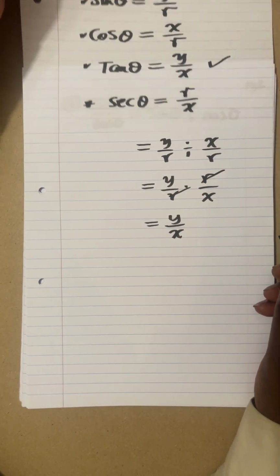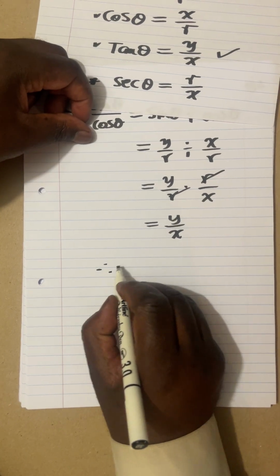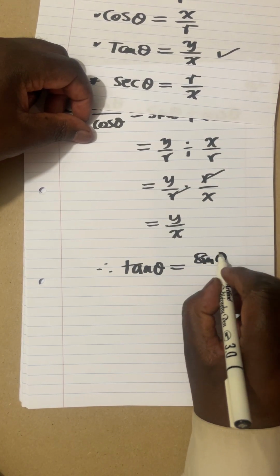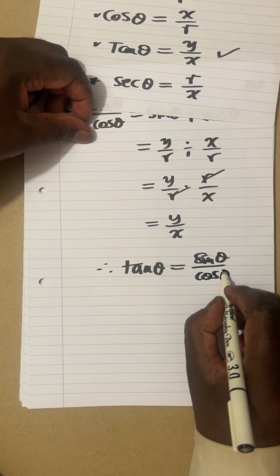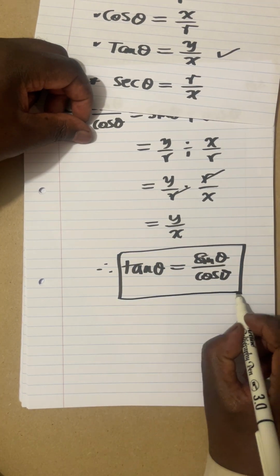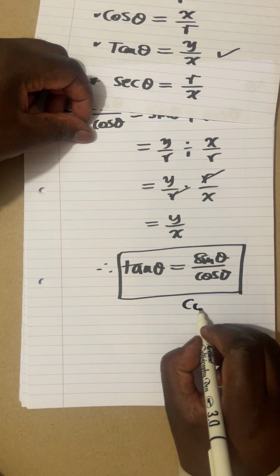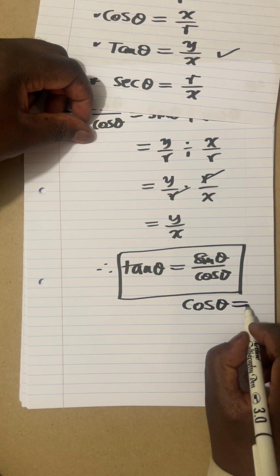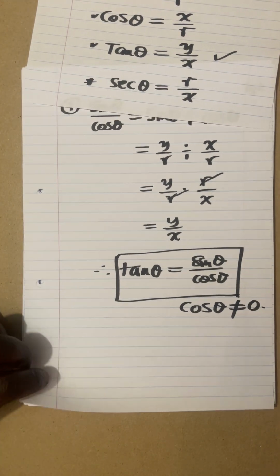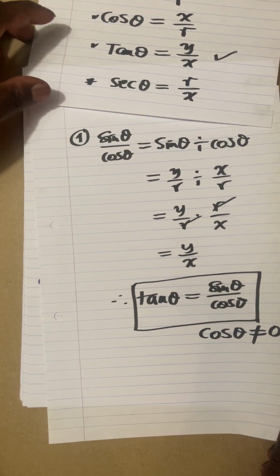So we have now established that tangent theta is actually sine theta over cos theta. This is critical because you will see later, we'll come back to this. Now, the assumption here is that cosine of theta is not equal to 0, because you're not allowed to divide by 0. So result 1 is established.